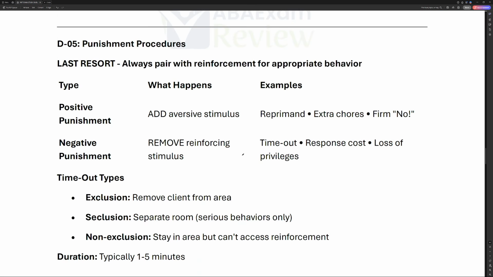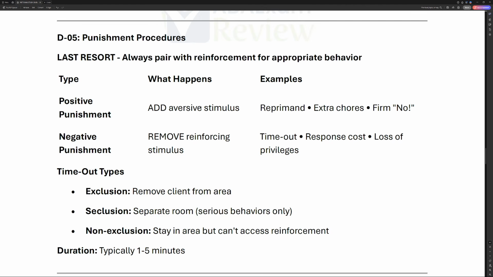And then punishment, our last main principle. What does punishment do? You guessed it, it decreases, okay? Reinforcement increases behavior, future behavior. Punishment and extinction decrease future behavior. It should be a last resort. Always pair with reinforcement for appropriate behavior, right?